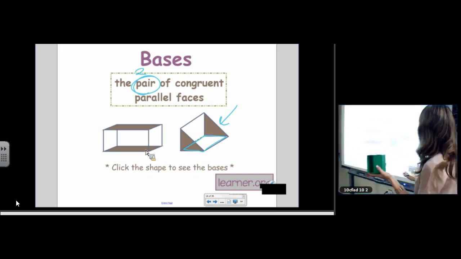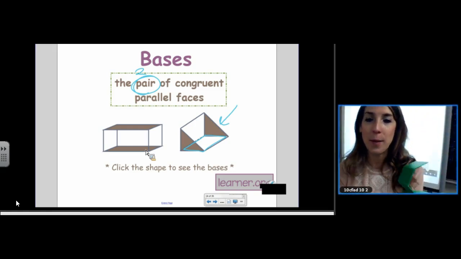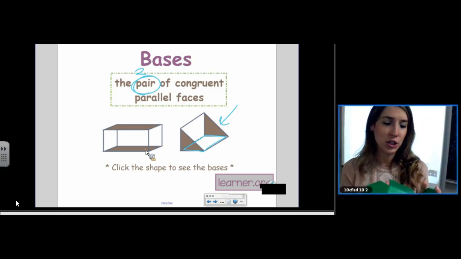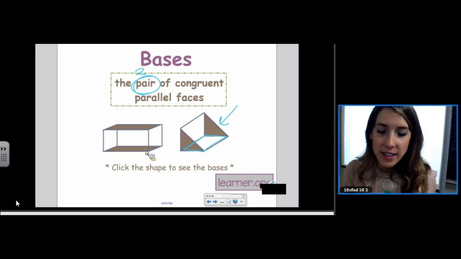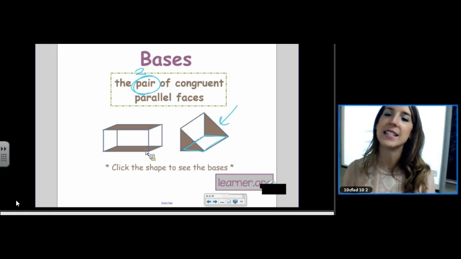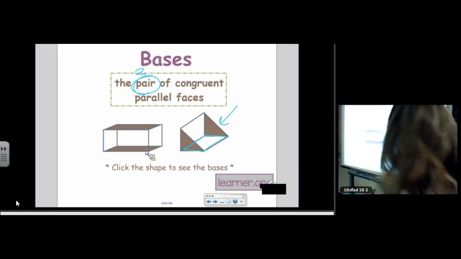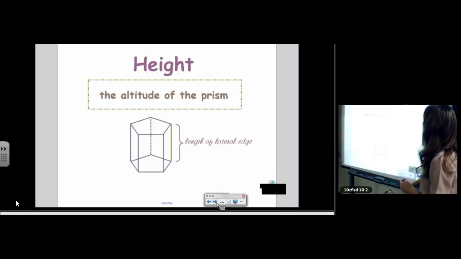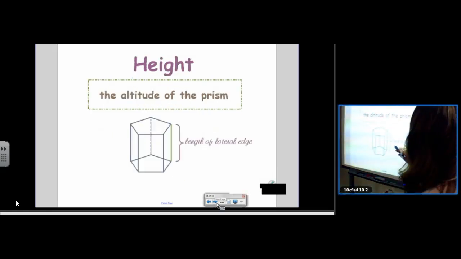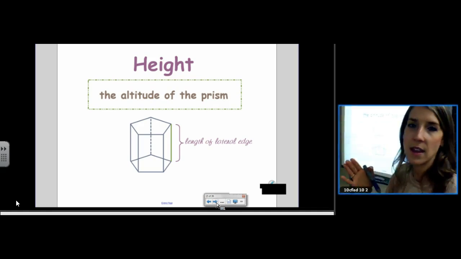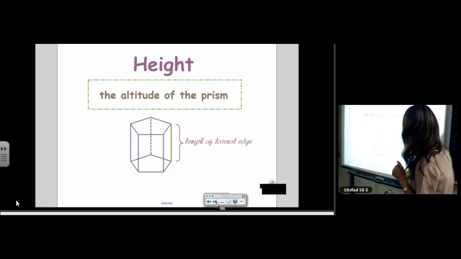That's the base. And you name the figure based on its base, right? So if there's 2 pentagons, it's a pentagonal prism. If there's 2 triangles, then it's a triangular prism. We already talked about that. The height is the length of the lateral edge. It's the segment that connects the base to the base.